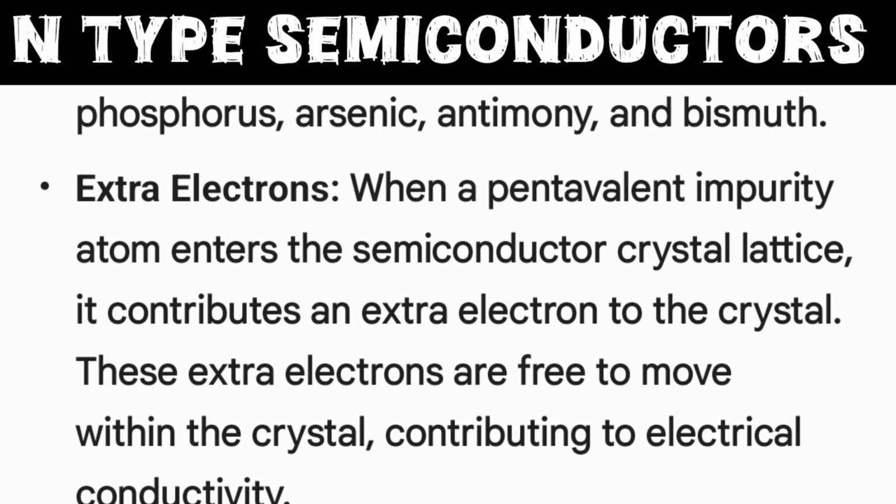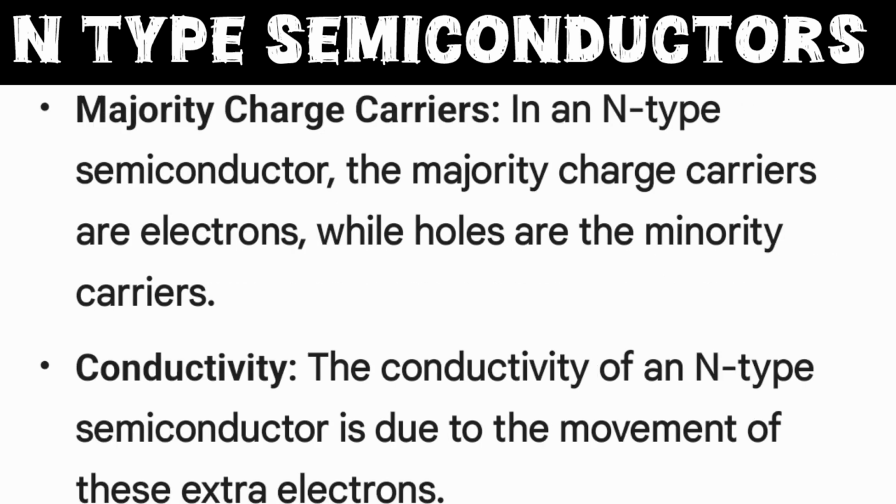Extra electrons. When a pentavalent impurity atom enters the semiconductor crystal lattice, it contributes an extra electron to the crystal. These extra electrons are free to move within the crystal, contributing to electrical conductivity. Majority charge carriers. In an N-type semiconductor, the majority charge carriers are electrons, while holes are the minority carriers. Conductivity. The conductivity of an N-type semiconductor is due to the movement of these extra electrons.